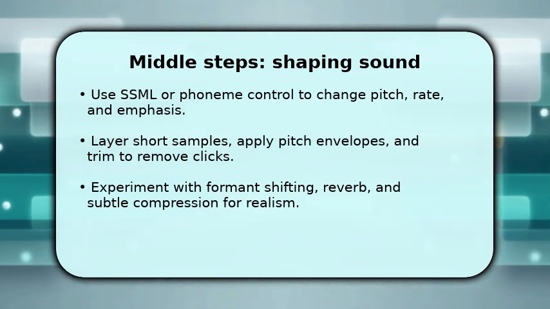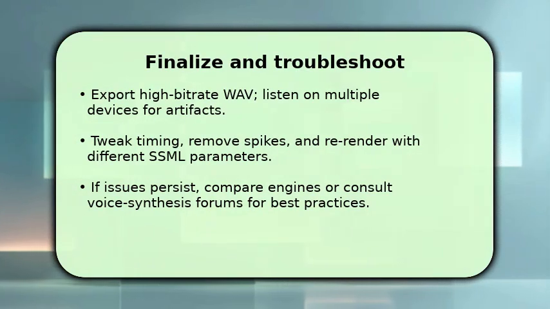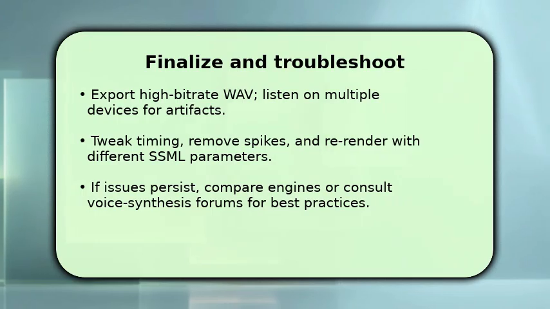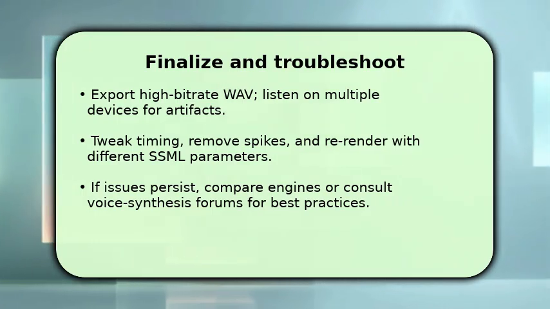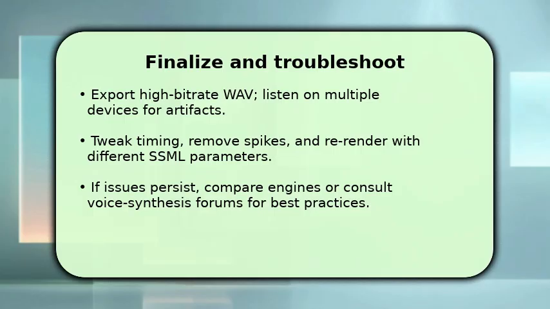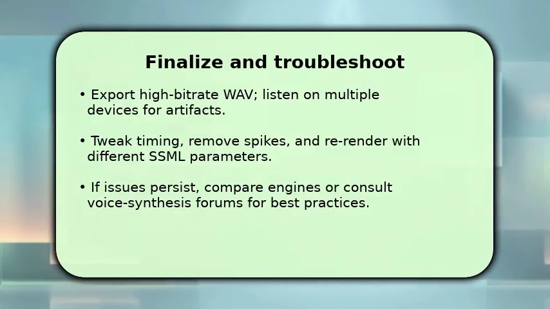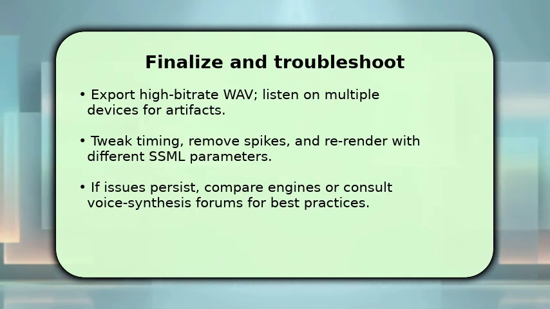Finish by exporting a high bitrate WAV and testing it on phones and speakers to spot clicks or unnatural jumps. If you hear artifacts, go back and tweak timing, apply gentle crossfades, and re-render with alternate SSML settings or smaller pitch steps. Make sure to compare results across different TTS engines. Sometimes a different backend yields better expressiveness. If problems continue, consult community forums or documentation for engine-specific tips and ethical guidance to keep your work.